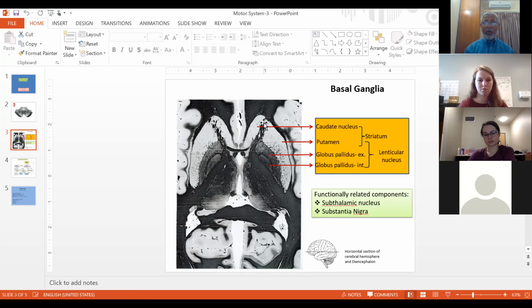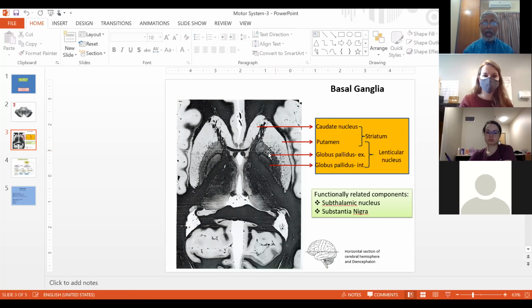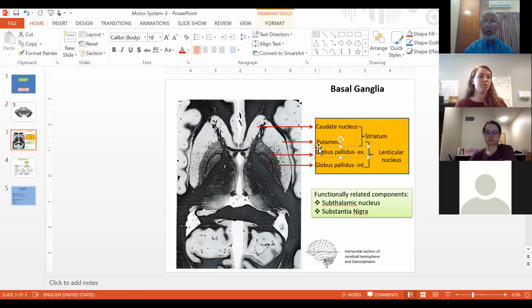So this structure is called the caudate nucleus. And this area is called the putamen. Putamen and caudate nucleus, these two structures together are called the striatum. Striatum will be something very important, okay? So striatum includes the caudate nucleus and putamen. Putamen here, and this area is called the globus pallidus. Putamen and globus pallidus together are called the lenticular nucleus, okay?